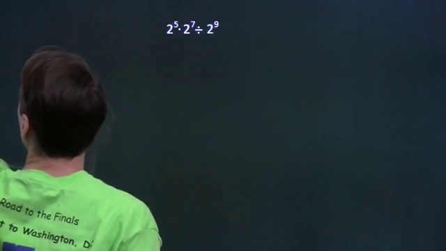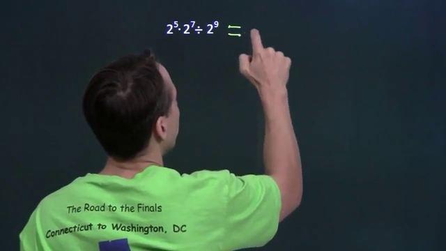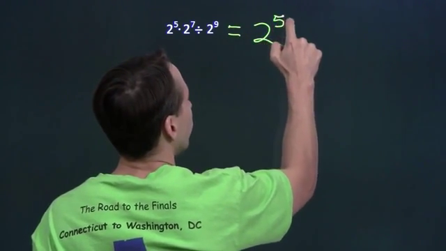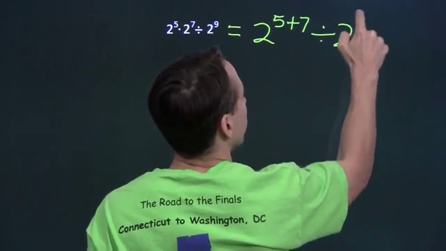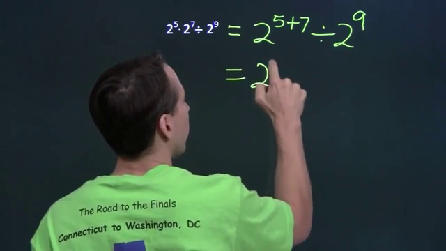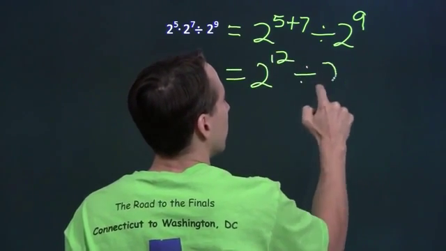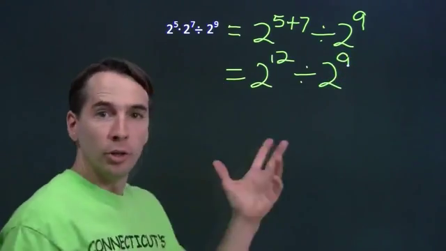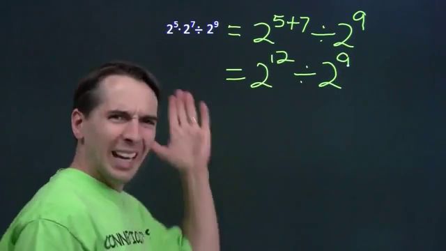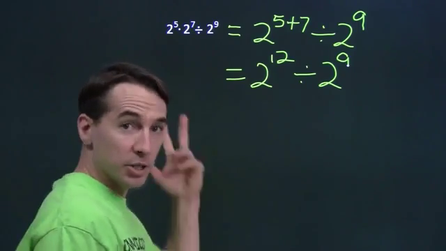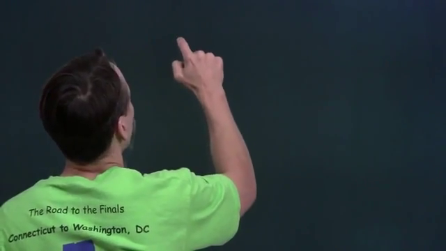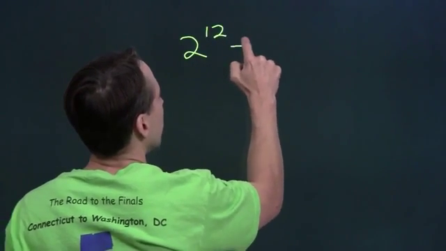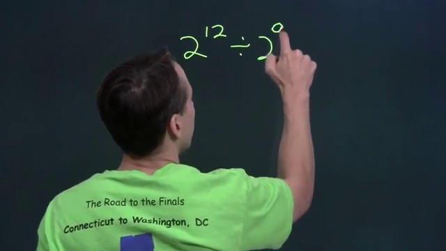So let's go back to our original problem here. We see that this is, using our new rule, 2 to the 5th plus 7th divided by 2 to the 9th. So that simplifies to just 2 to the 12th divided by 2 to the 9th. Well, we are able to handle the product of two powers that have the same base. Here we have the quotient of two powers that have the same base. Let's take a closer look at that. So we're going to start off with 2 to the 12th divided by 2 to the 9th.